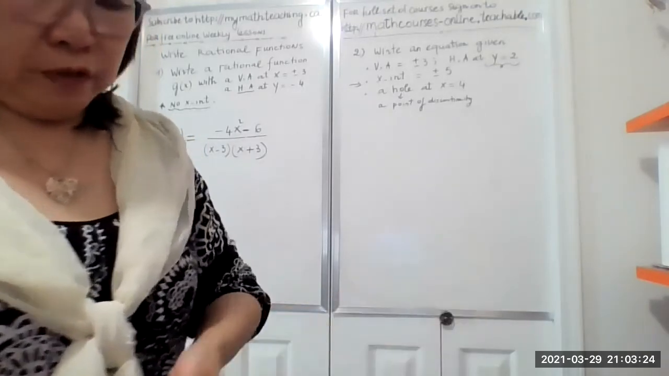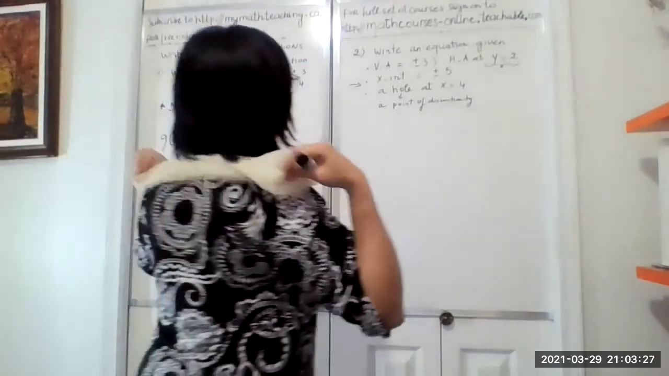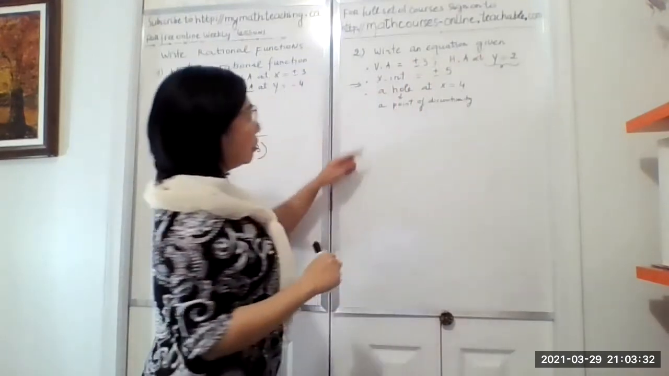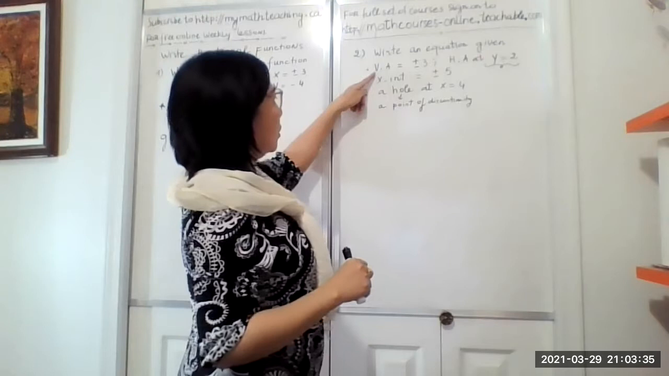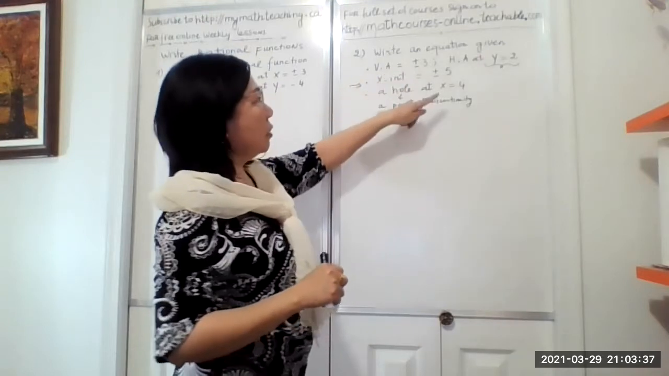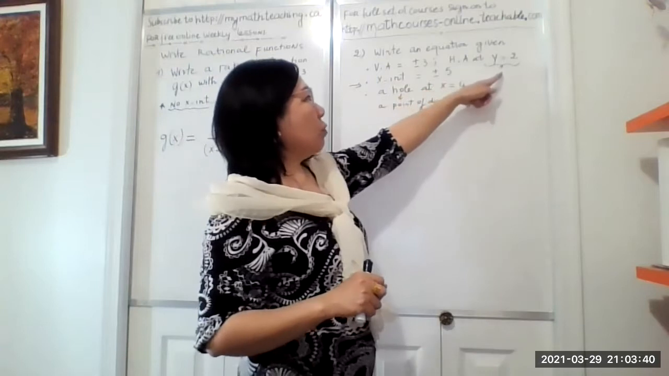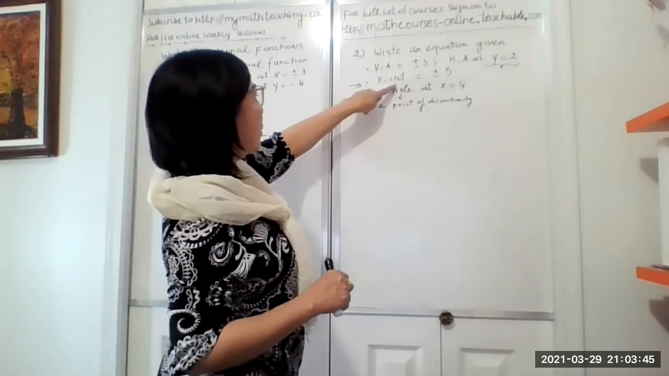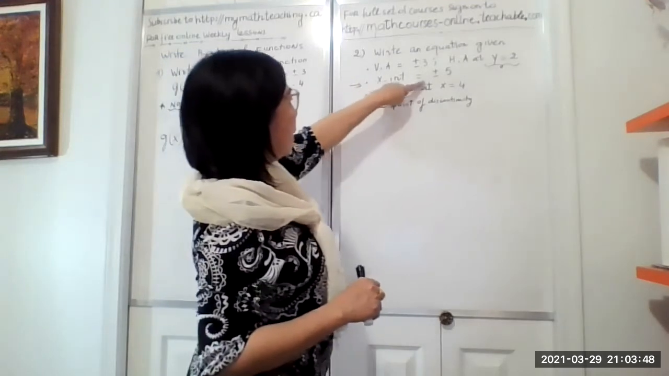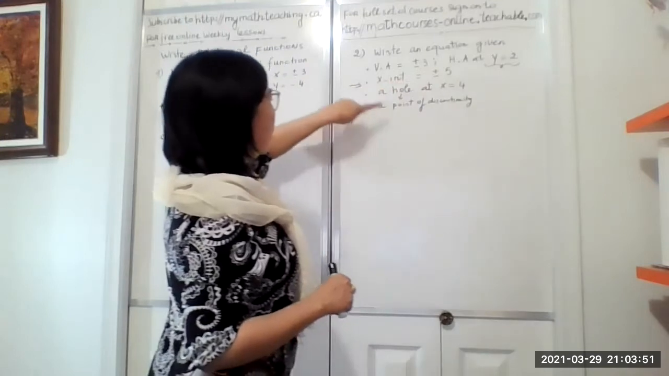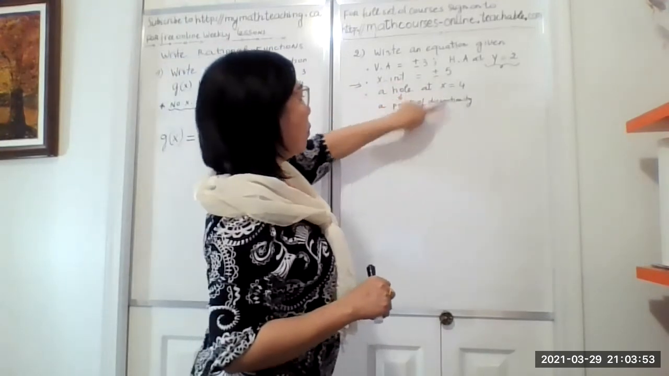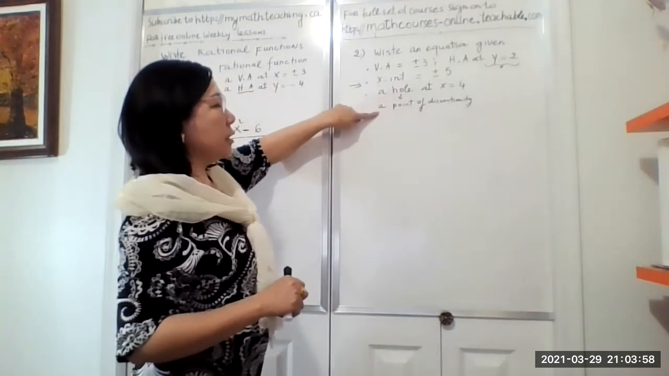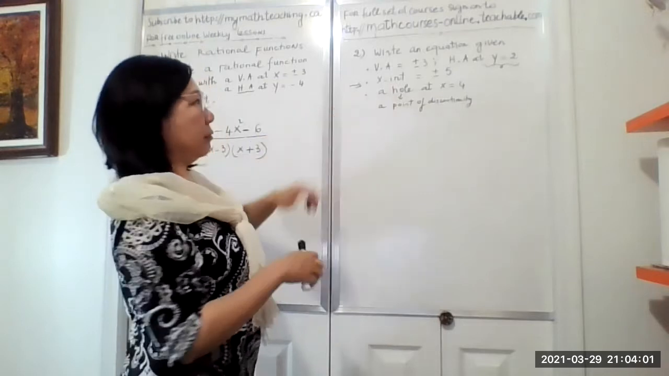Okay, so let's see what we're going to do for the second question. For the second question, we're going to write an equation given vertical asymptotes at plus and minus 3, a horizontal asymptote at y equal 2, x-intercepts at plus and minus 5, a hole at x equal 4, and a point of discontinuity. A hole, you can say this is the point of discontinuity, the same thing, right?